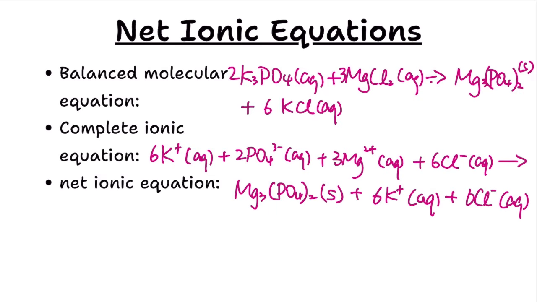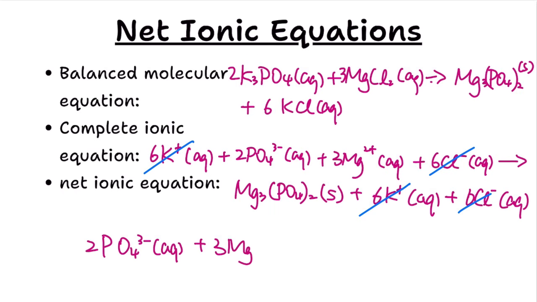And now I will try to cancel out all of the spectator ions that do not really participate in the reaction. Chloride ions are canceled out. Potassium ions are canceled out. So if I rewrite this ionic equation, then it is the net ionic equation, which goes by 2 of the phosphate anions in aqueous react with 3 of the magnesium cations in aqueous, yields or produces magnesium phosphate in solid.